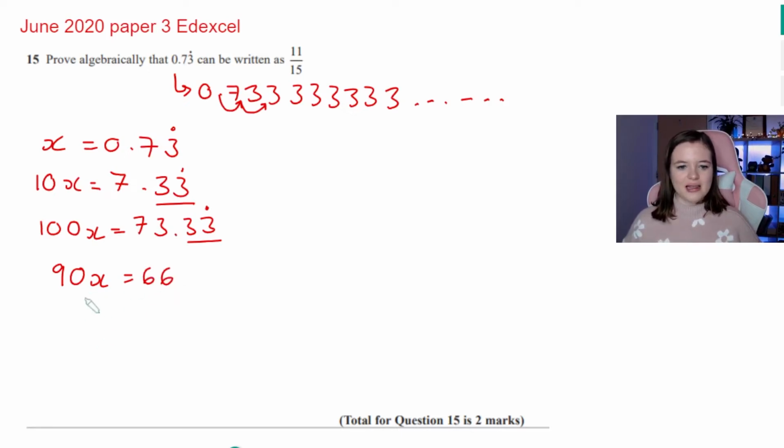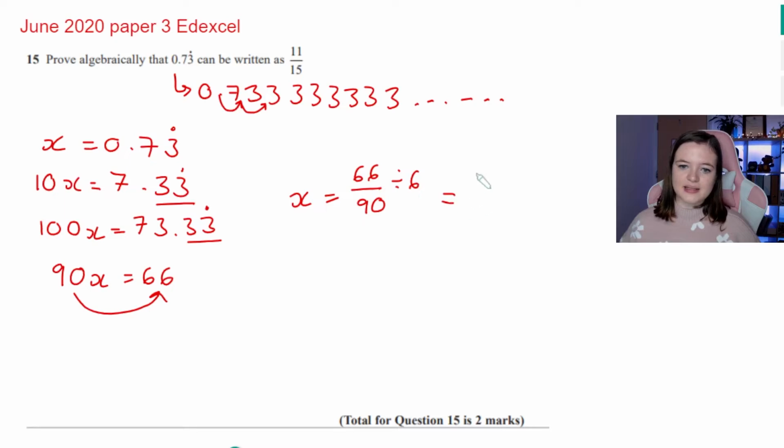Okay, and then let us divide that 90 down there to get x is equal to 66 over 90. Right, and then that's essentially done, to simplify it, to get this number here. So what have they done to get from that to that? I can tell they've divided 66 by 6 to get 11, right? So assuming they've also divided 90 by 6 to get 15, which sounds about right. So we're going to divide top and bottom by 6 to then get 11 over 15. And that would be 2 marks on the Edexcel paper.